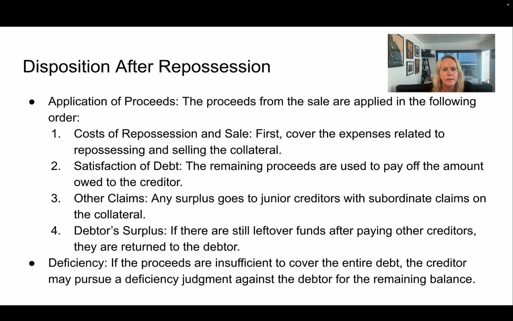Once the collateral has been repossessed and sold, the proceeds of the sale are applied in a specific order. First of all, they have to cover the expenses related to repossessing and selling the collateral. Second, pay off the debt of the creditor. Any surplus goes to junior creditors with subordinate claims. And then if there are any leftover funds from that, they get returned to the debtor. And again, if the proceeds from the repossessed collateral are insufficient to cover the entire debt, the creditor can pursue what's called a deficiency judgment against the debtor for the remaining balance.